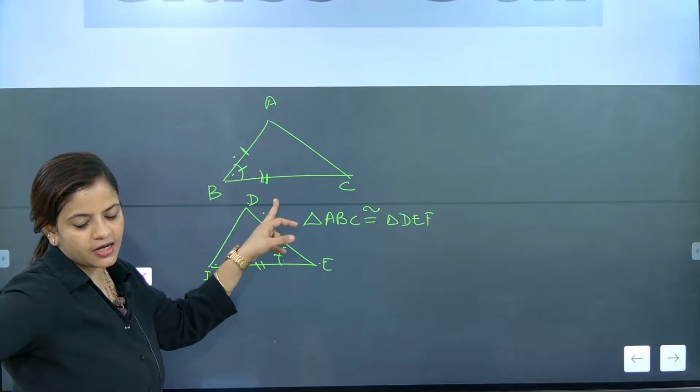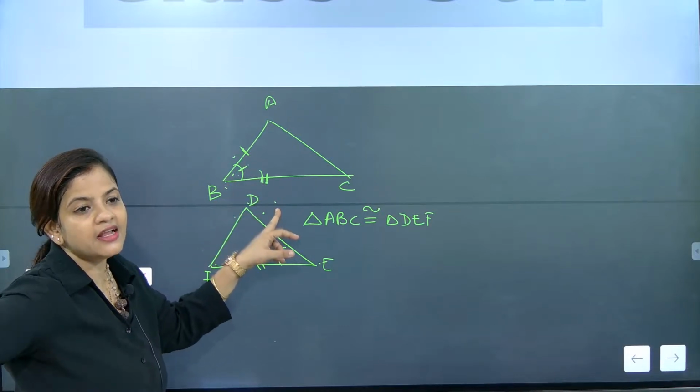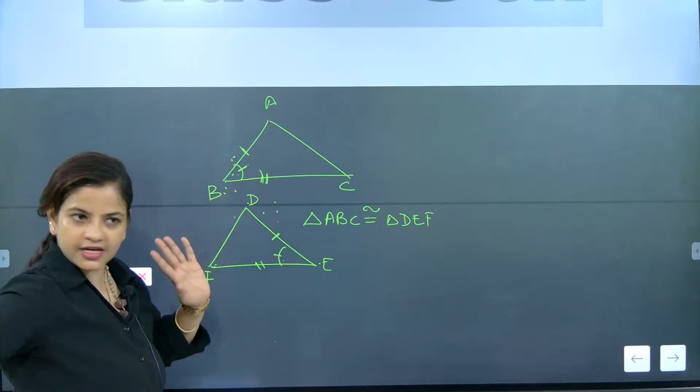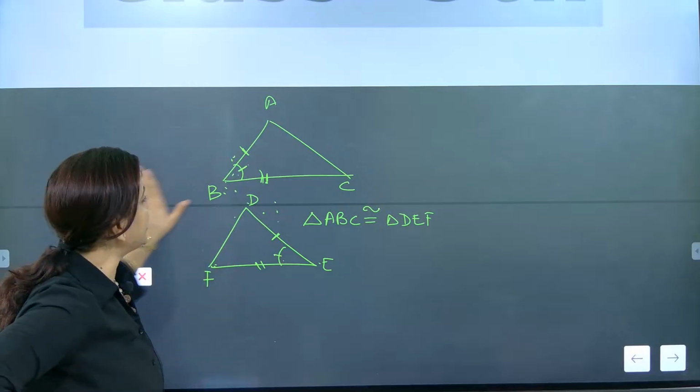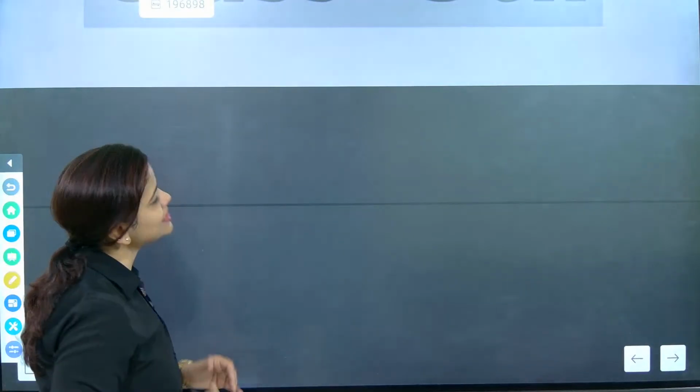Side, angle, side. So what is the criteria here? Side, angle, side. Correct? So here side angle side means SAS criteria. So next part, we will see some questions.